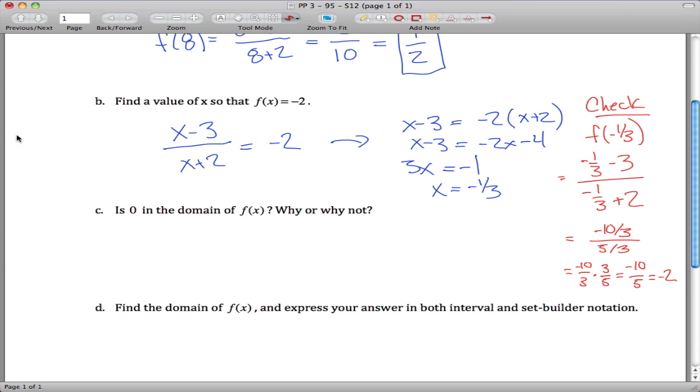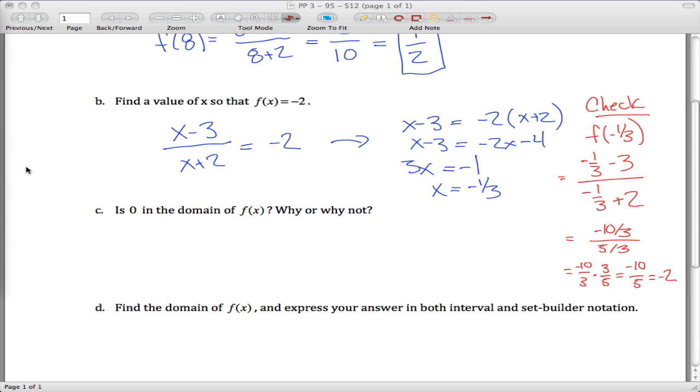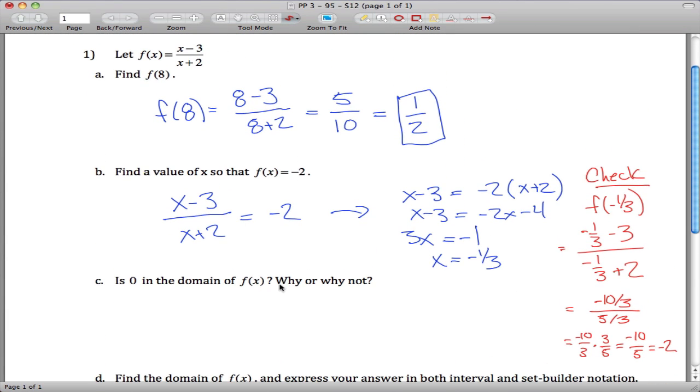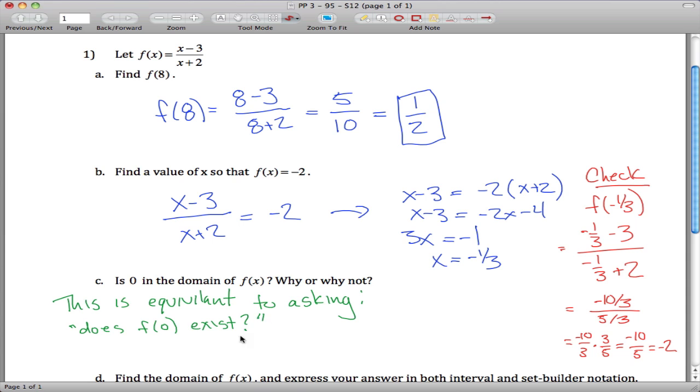So I don't know that you have to check all this right here, but you can if you really feel like it. Alright, question C. Is 0 in the domain of f of x? Okay, so the domain of f of x is all numbers that you can put into this function and have something come out of it. So the way you check that is, this is equivalent to asking, does f of 0 exist? And in fact it does.